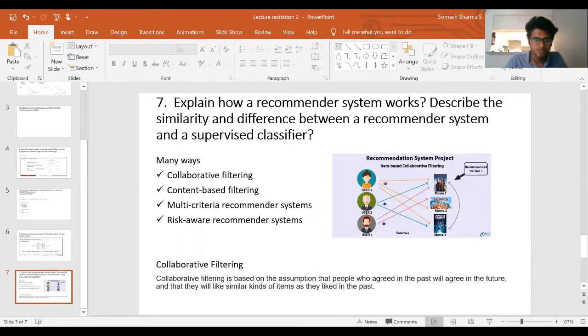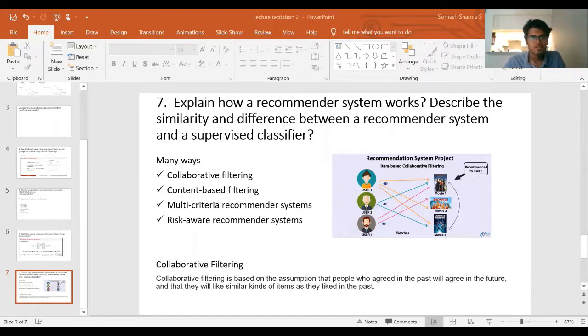The question is: explain how a recommender system works and describe the similarities and differences between a recommender system and a supervised classifier. Going into the how part, there are many ways we could make a recommender system, for example collaborative filtering, content-based filtering, multi-criteria recommendation systems, etc. The one we dealt with in class was collaborative filtering, so I'd like to explain that.